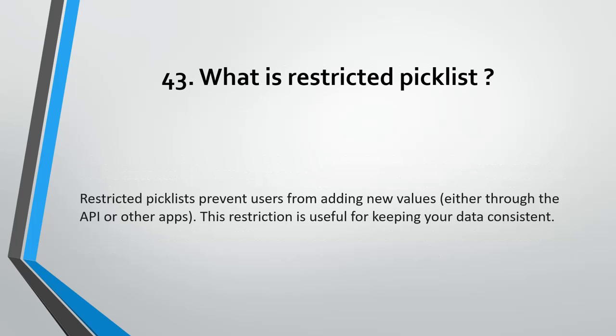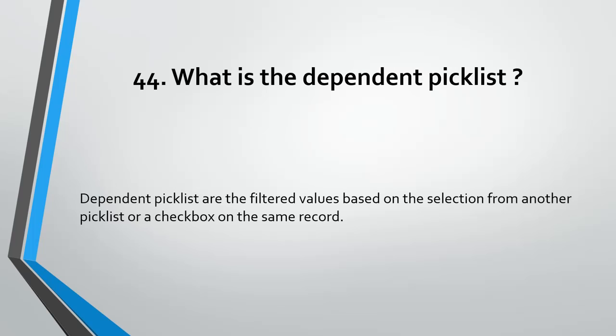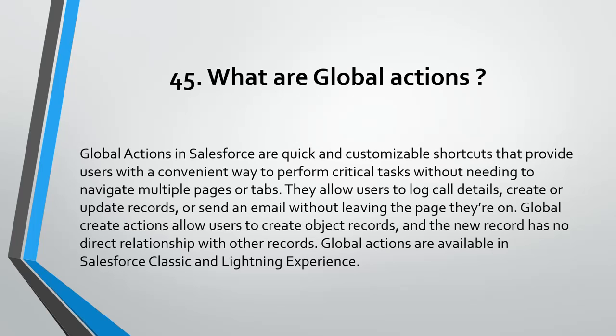What is the restricted picklist option? The restricted picklist option prevents users from adding new values either through the API or another app. This restriction is useful for keeping your data consistent. Whenever you are creating a picklist field, there is an option if you want to put the restriction. What is a dependent picklist? Dependent picklists are filtered values based on the selection from another picklist or checkbox on the same record.